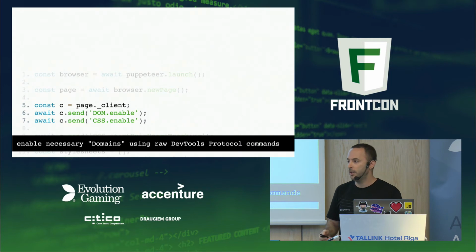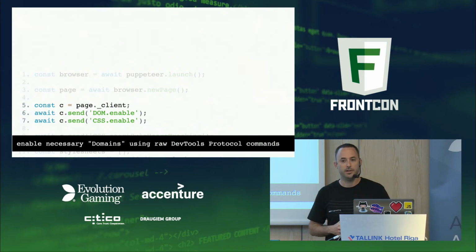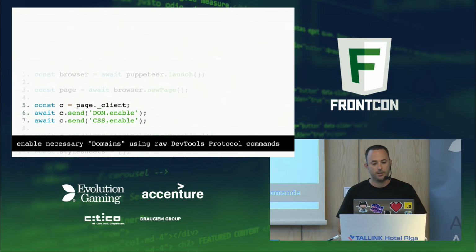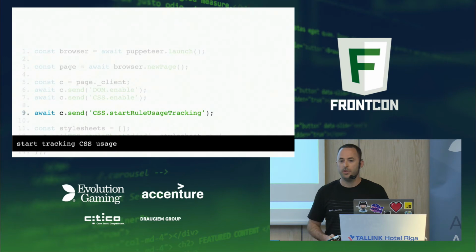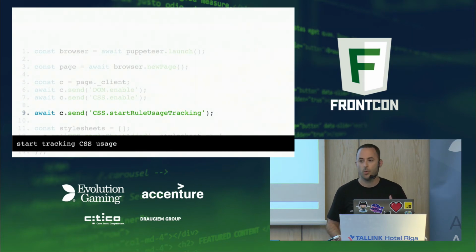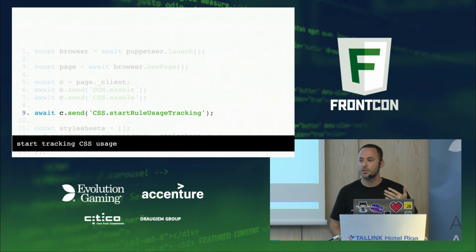But more importantly, in order to send raw DevTools protocol commands, I'm using the client.send method that's available inside of Puppeteer. So next, I'm going to actually start tracking which CSS style sheets are actually in use. What this will eventually give me is an array of ranges inside of my CSS of selectors that were used. And I said that I want to get this as a ratio, as a percentage between the amount used and the total amount. So in order to get that total amount, I'm going to do something else.